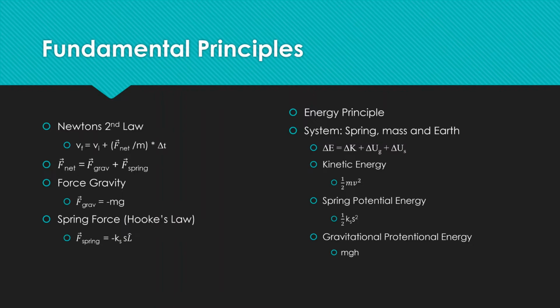The energy principle was also used. Our system was the spring, the mass, and also the earth. So the change in total energy was the change in kinetic energy plus the change in gravitational energy plus the change in spring energy. The kinetic energy is 1/2 mv squared, spring potential energy is 1/2 ks squared, and the gravitational potential energy was mgh.